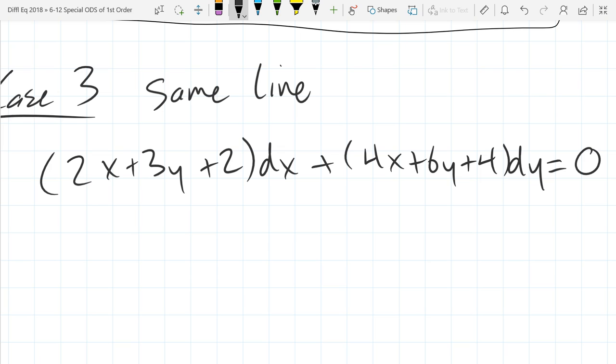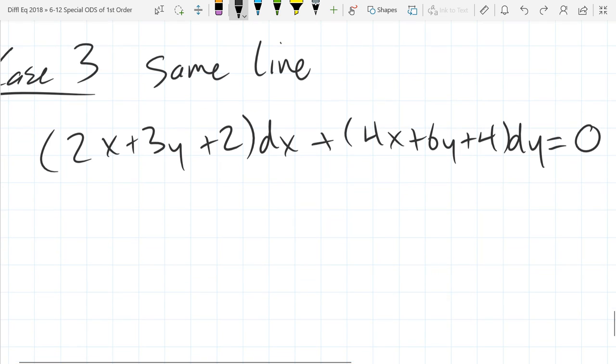How do we know these are the same lines? Aside from I wrote on the board, but mathematically. So they're multiples. So last time we saw they were multiples, except their constants were not multiples, but this time they're just multiples of the other one. So we're going to do the same thing we did last time.